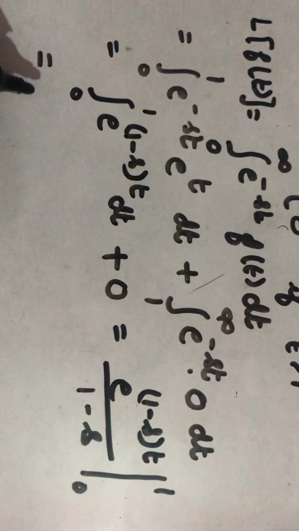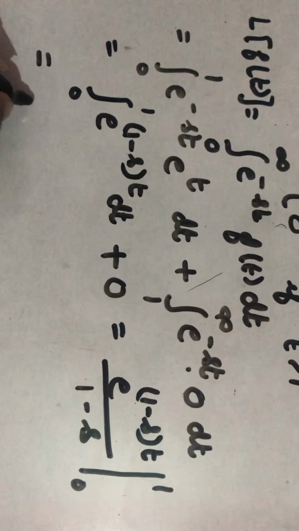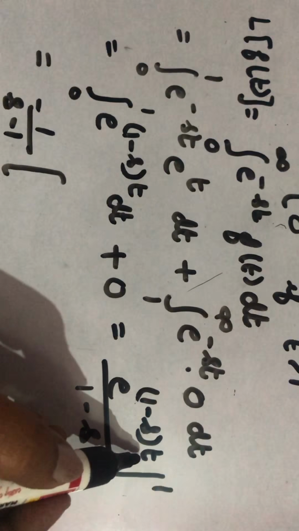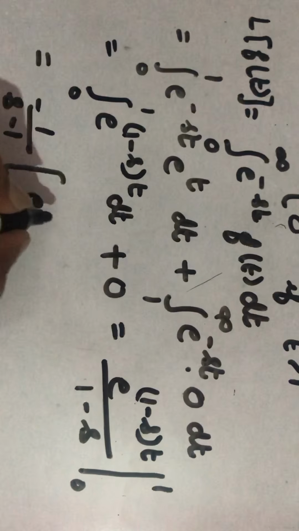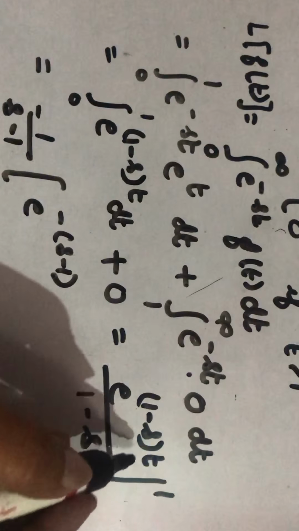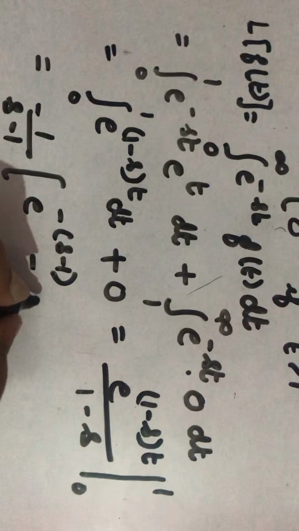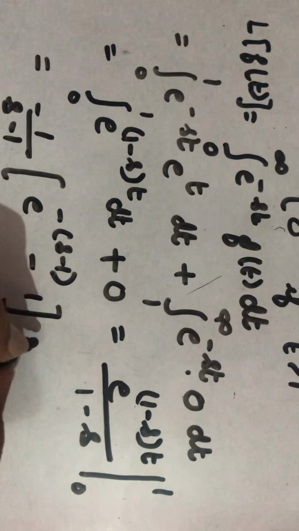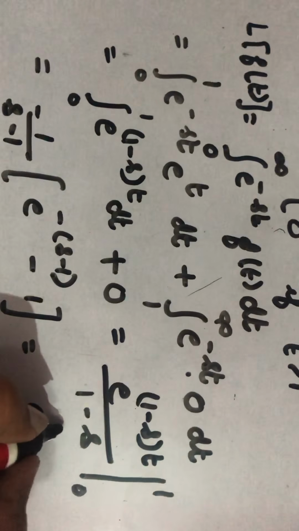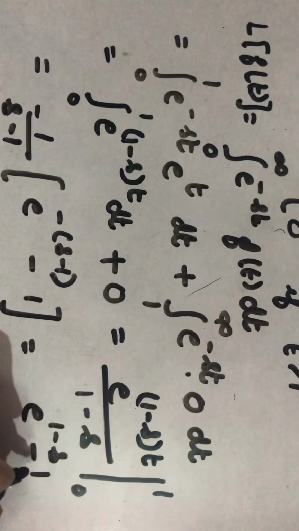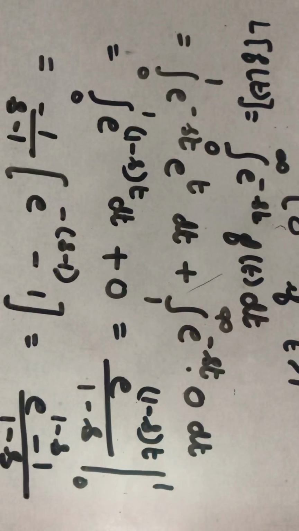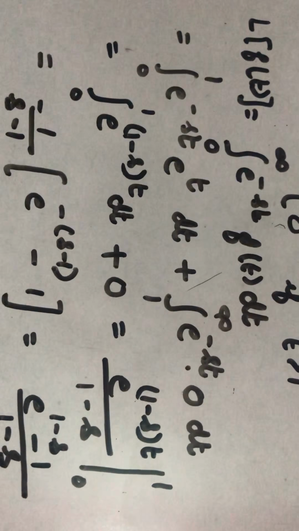So we will take it as, let us take this outside, minus 1 upon s minus 1. When you put here t equal to 1, you will get e raised to power 1 minus s, that is minus of s minus 1, and when you take it 0, e raised to power 0 is 1. So after calculation, the answer will be e raised to power (1 minus s) minus 1 upon (1 minus s). So this is the Laplace transform of piecewise continuous functions.